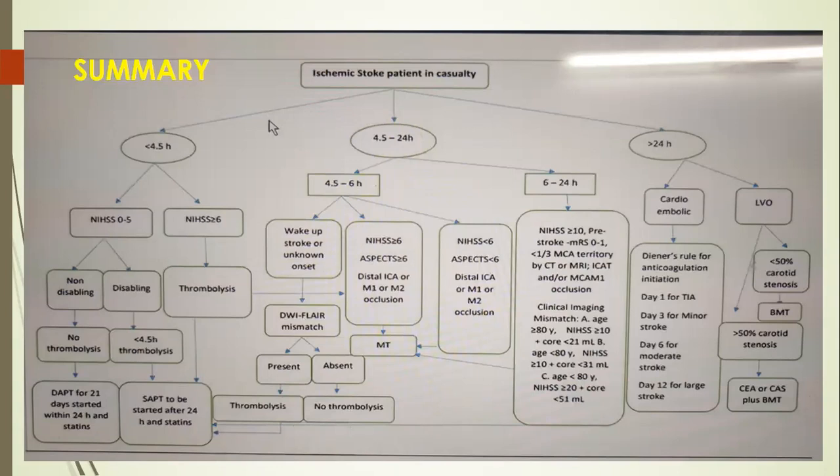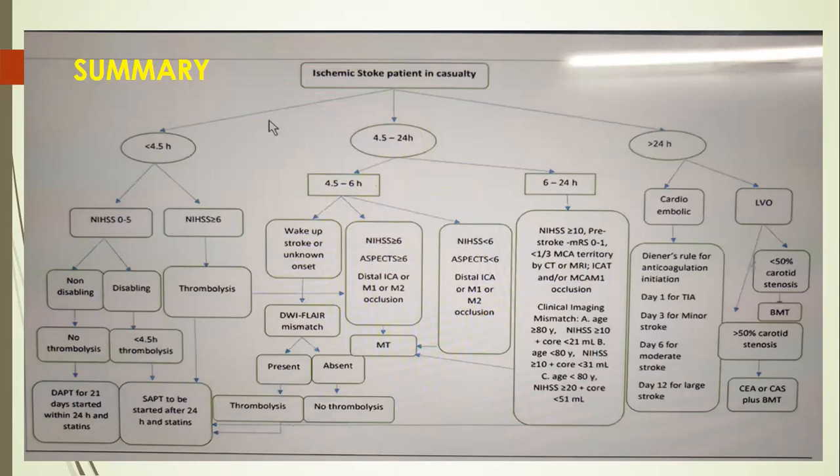Next, if the patient presents after 6 to 24 hours, we should look for the DAWN and DEFUSE trials. For the DAWN trial, if there is an NIHSS score more than 10 and mRS score less than 1, then the patient can be taken up for mechanical thrombectomy if presenting within 24 hours; for DEFUSE, within 16 hours. In DAWN, again they have taken penumbra and ischemic core ratios, ischemic core volumes, and penumbra minus ischemic core values.